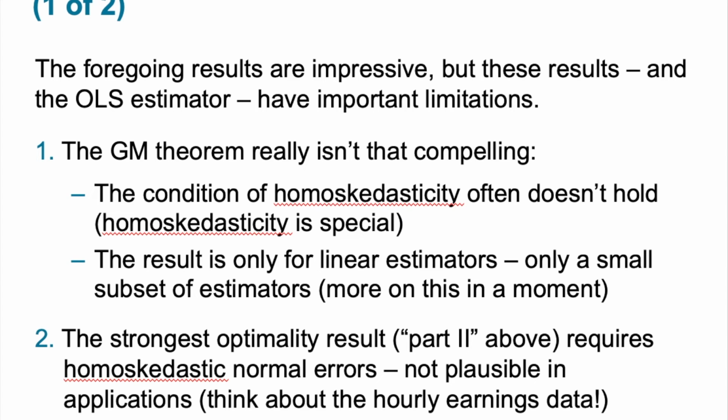The strongest optimality result, which is part 2 from above, not only requires homoscedasticity, but homoscedastic normal errors, which is not plausible in applications. If you think about hourly earnings data, you have a right skew in hourly earnings data, right? Hourly earnings data are not normally distributed.